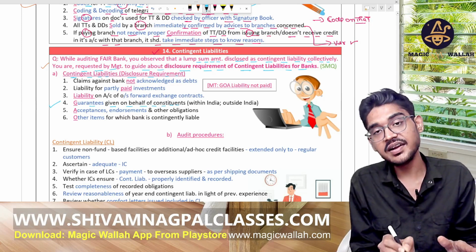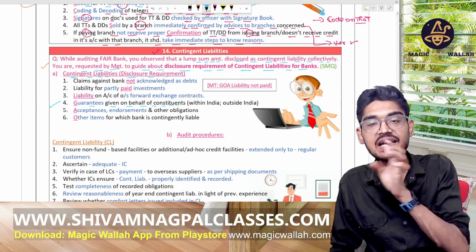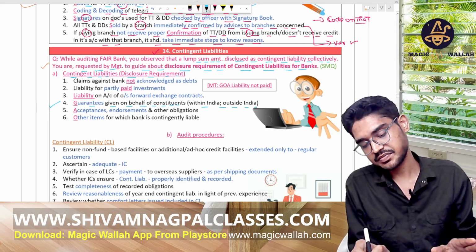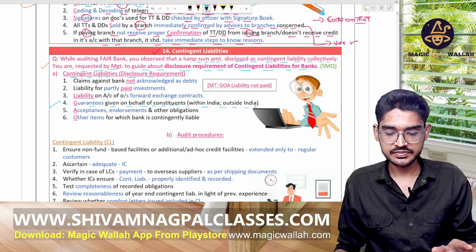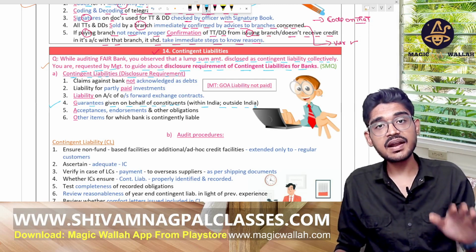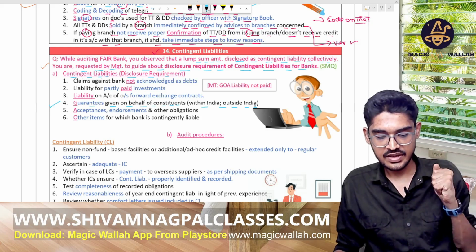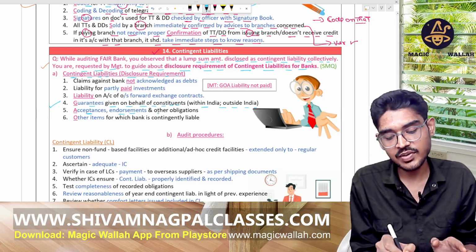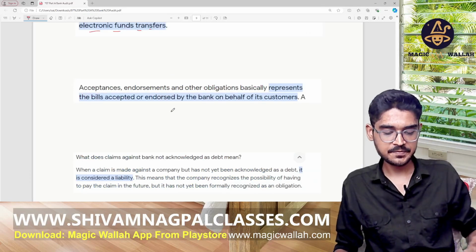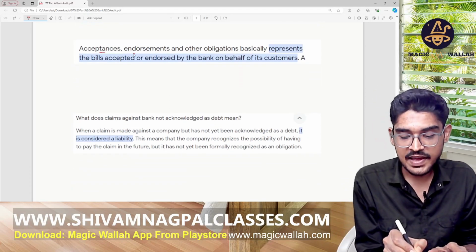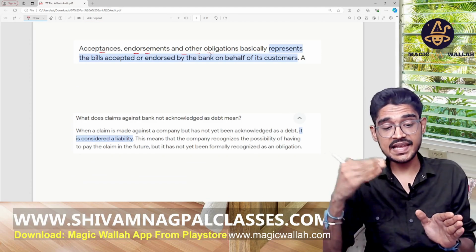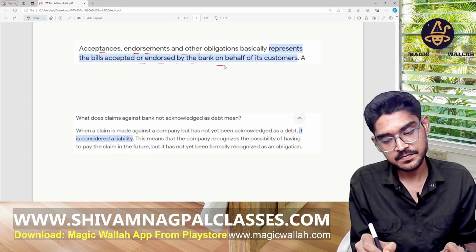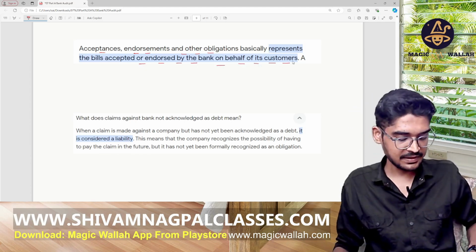Many a time banks give guarantees. These are part of the contingent liability of the bank. It can be for India or outside India. The liability that may arise in the future is a contingent liability. So guarantee is covered here by G. By A means acceptance, endorsements, and other obligations. So what do you mean by these terms? The acceptance, endorsements, and other obligations basically represent the bills accepted or endorsed by the bank on behalf of customers. Simple? Okay.